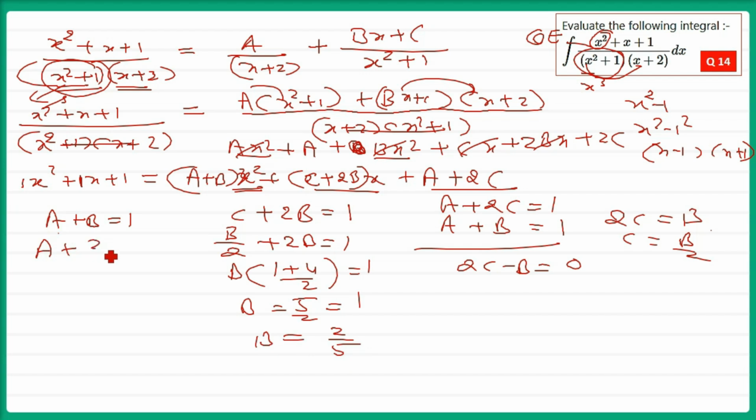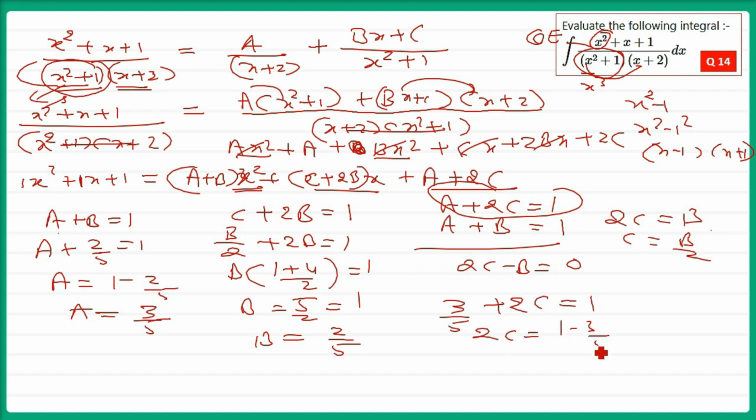Now you can put B here: A plus 2 by 5 equals 1. A will become 1 minus 2 by 5. It's 5 minus 2 by 5, which is 3 by 5. So A becomes 3 by 5. Now coming to A plus 2C equals 1. A is 3 by 5, so this C will be 1 by 5 in this case.